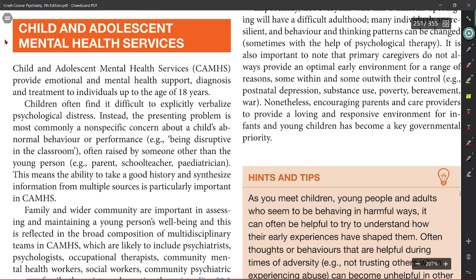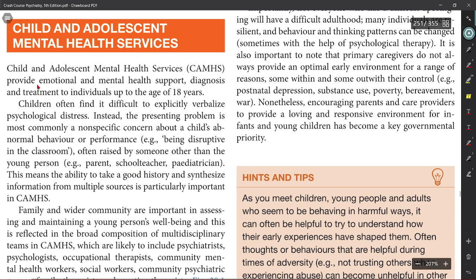Child and adolescent mental health services. And of course, here we are talking about the British guidelines and the British services. Child and adolescent mental health services provide emotional and mental health support, diagnosis, and treatment to individuals up to the age of 18 years. Children often find it difficult to explicitly verbalize psychological distress.